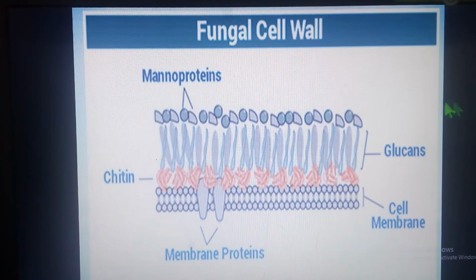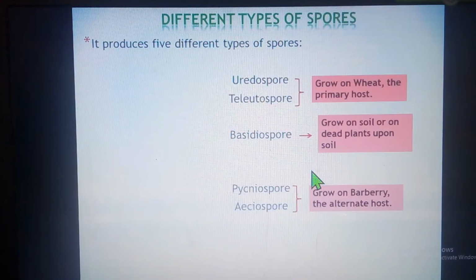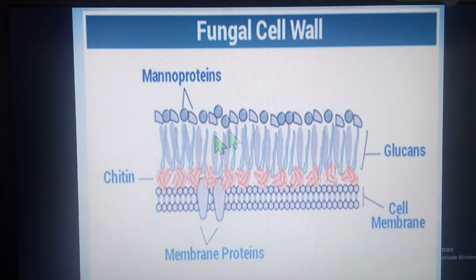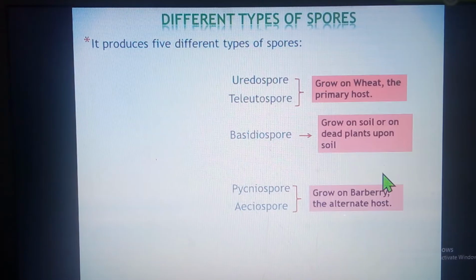Now, the fungal cell walls are composed of chitin, glucans, and also the membrane proteins. Okay, the membrane proteins, and also the cytoplasm of this Puccinia. Just remember this, that it also contains vacuoles, oil globules, and the glycogen bodies.